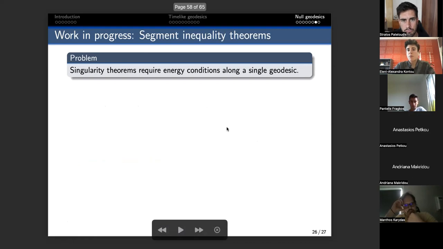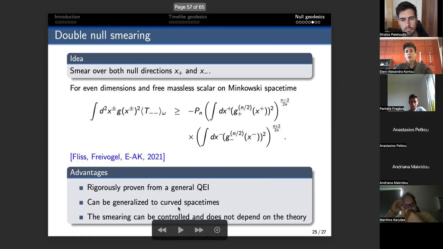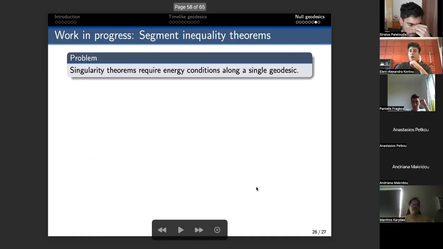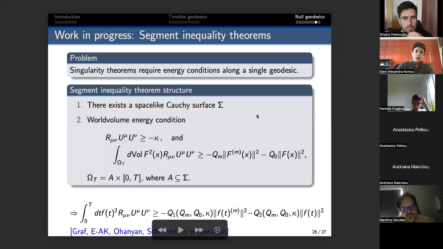However, there is a big problem. The singularity theorems require energy conditions that are along only a single geodesic. So we cannot use straightforwardly a bound that is over an area for a singularity theorem. We have recently made a little bit of progress on that, unfortunately only for the time-like case, but the results are promising for the time-like case at least. So this is some work in progress, but what we're looking at with collaborators is what we call a segment.